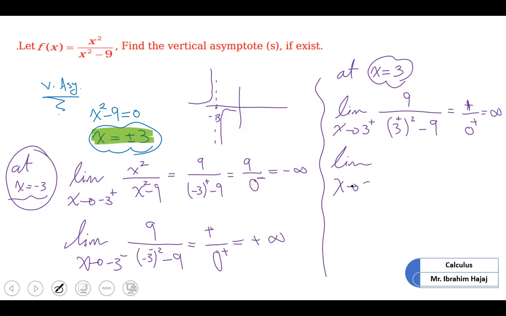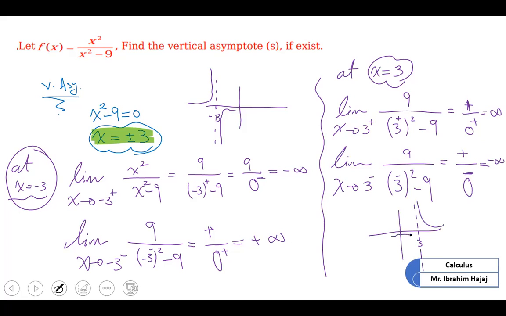The limit as x approaches 3 from the left side of 9 over 3 from the left side squared minus 9 equals a positive value like 9 over 0 from the left side, because 3 from the left side, like 2.999 squared minus 9, gives a negative 0 point something, which is negative infinity. So here we have a vertical asymptote also at 3. One of them is from the right of 3, like 3.000, positive infinity, and the other from the left side of 3. So we have two vertical asymptotes at positive or negative 3.